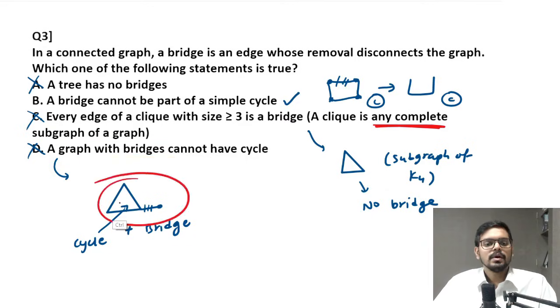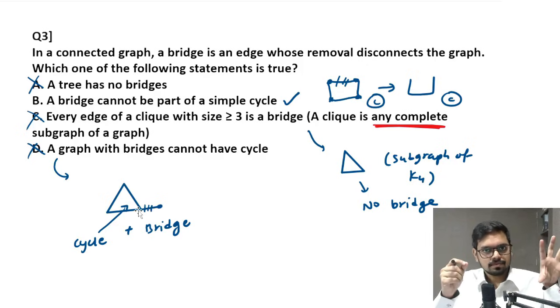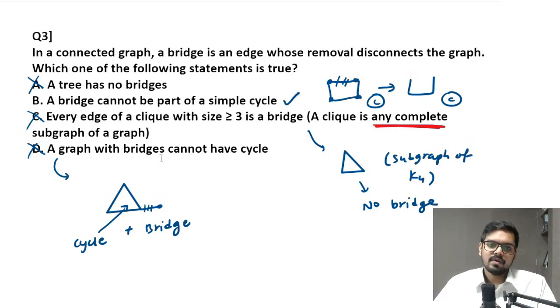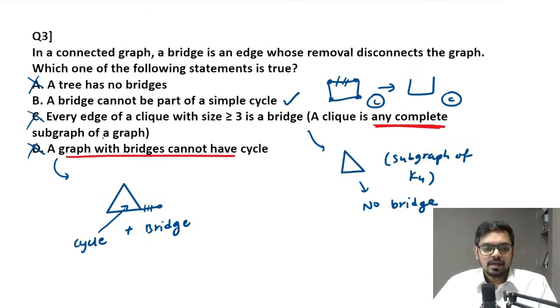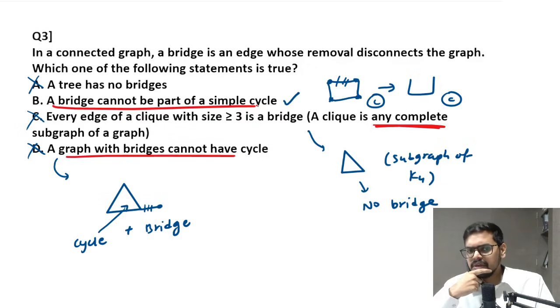Take this example. In this example, this edge is a bridge, because if you remove this, triangle and isolation, you get two components, right? So this graph has a bridge and it is also having a cycle. You are saying a graph having a bridge cannot have a cycle. No, this is wrong. But this is one of the important traps. If you read all the options, then you will wonder whether B is correct or D is correct.